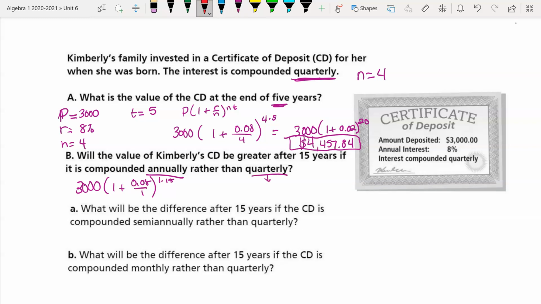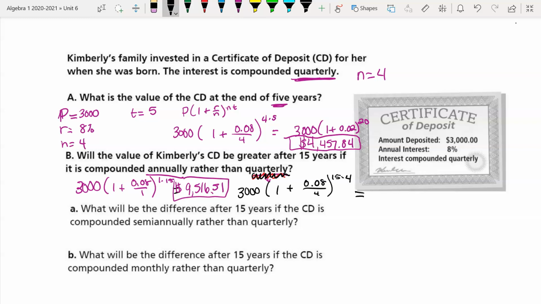Quarterly, this one in a different color. Quarterly means I'm going to take 3,000 times 1 plus 0.08 divided by 4 raised to the 15 times 4. So then we would solve them both. I would do the first one in purple. I'm going to do 0.08 divided by 1, and add 1 to it. Now 1 times 15 is 15, so I'm going to raise it to the 15th power, and then multiply by 3,000. So you should get $9,516.51.